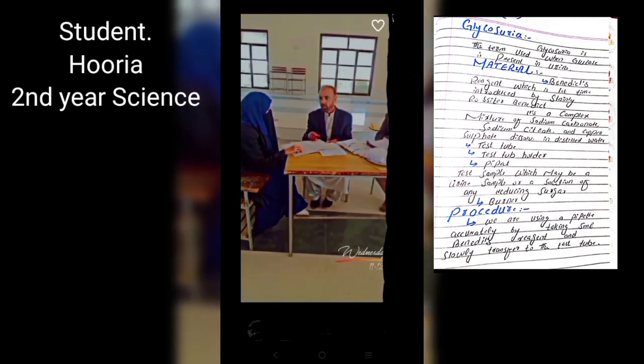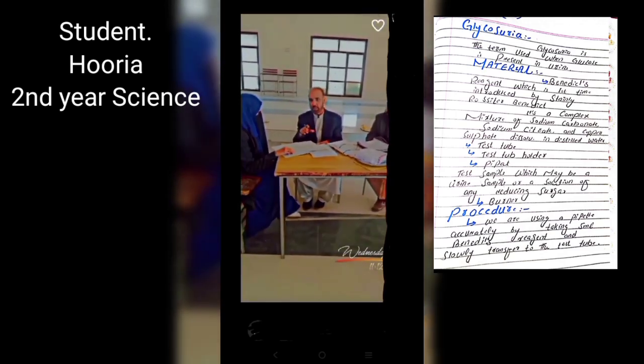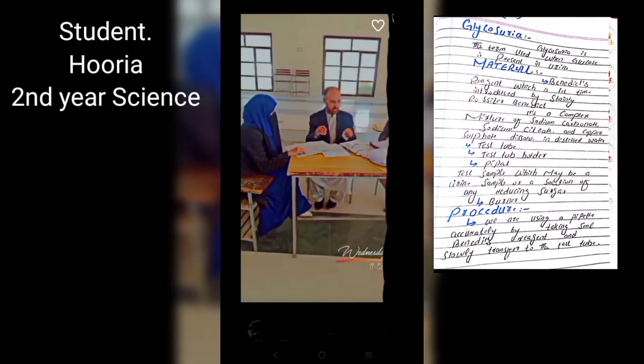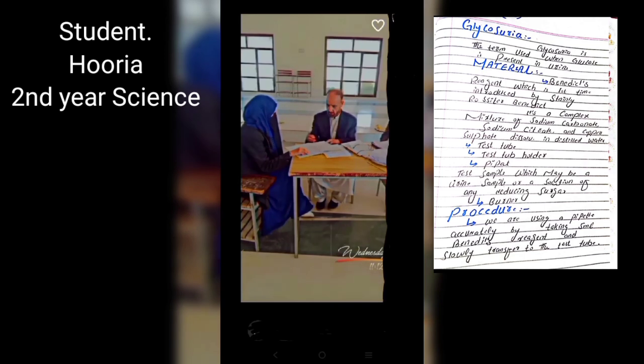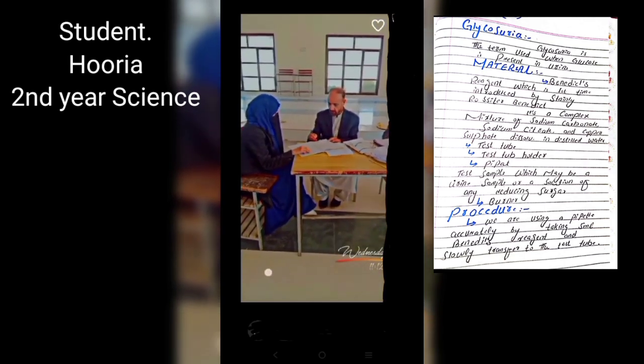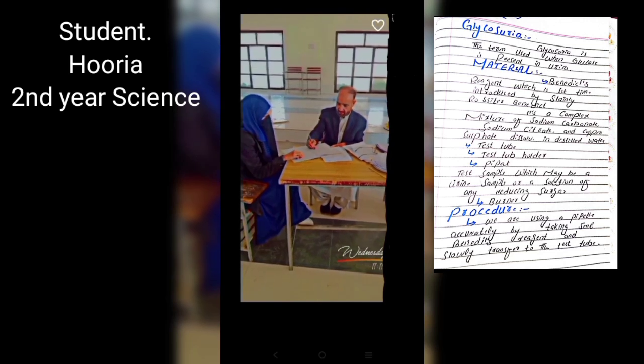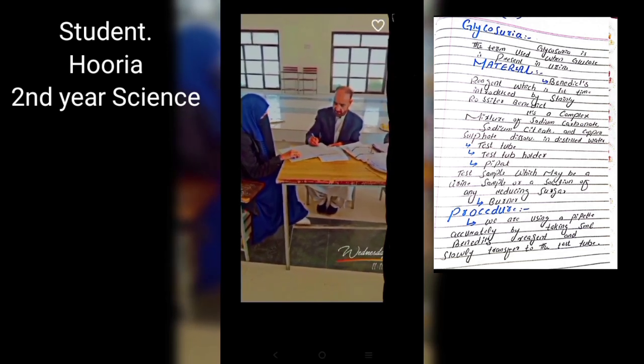Other materials required are test tube holder, pipette, and a burner. Test sample, which may be a urine sample or a solution of any reducing sugar.